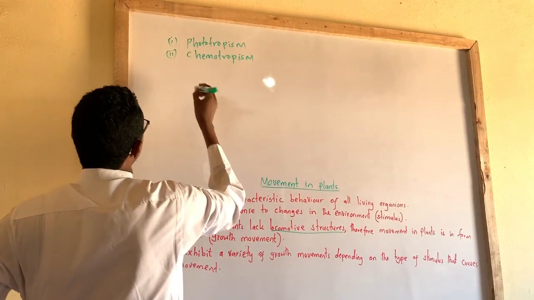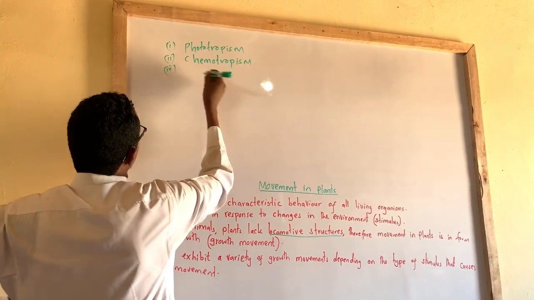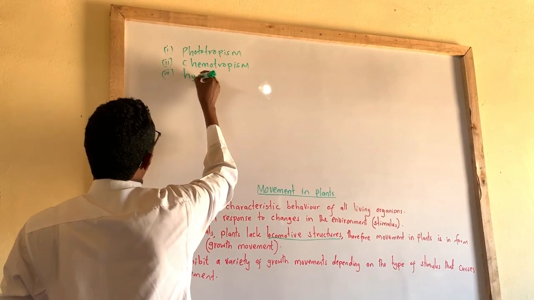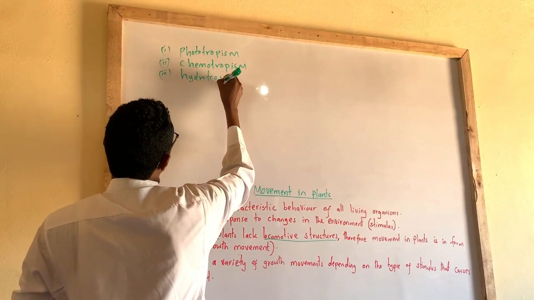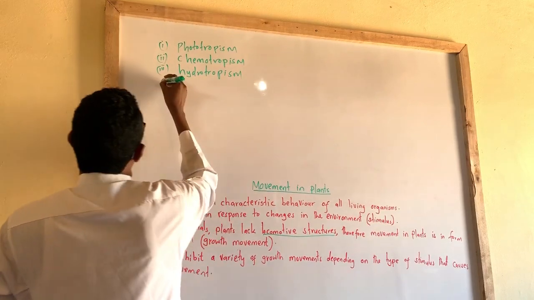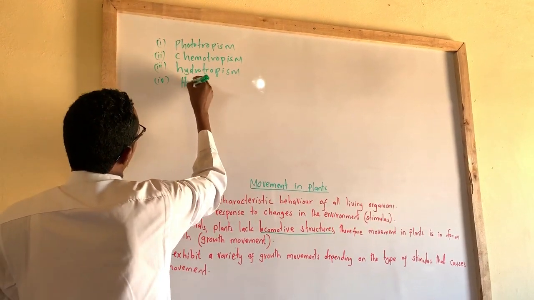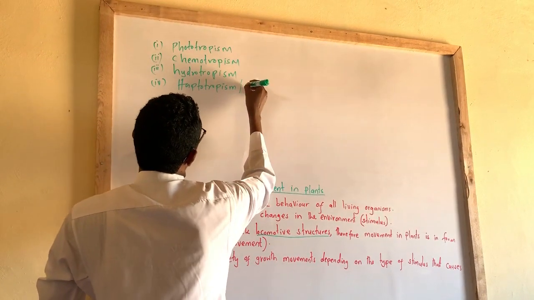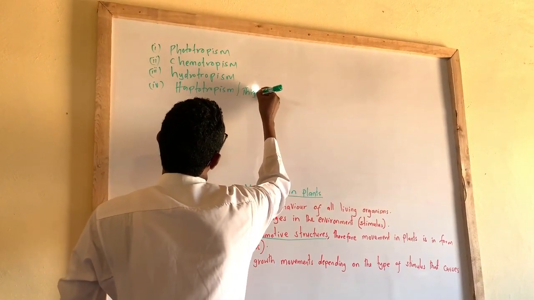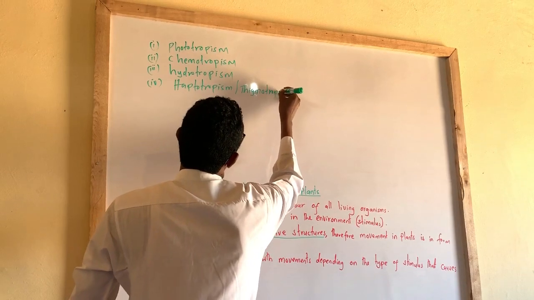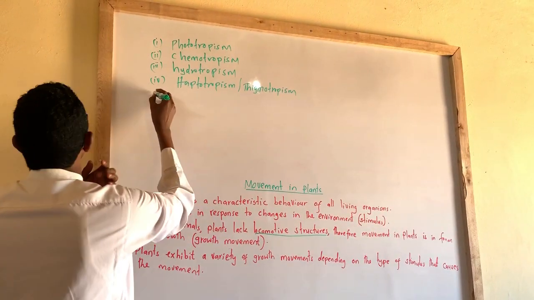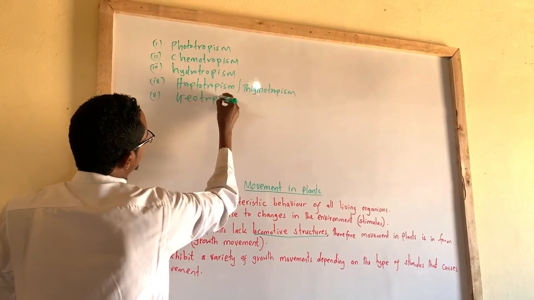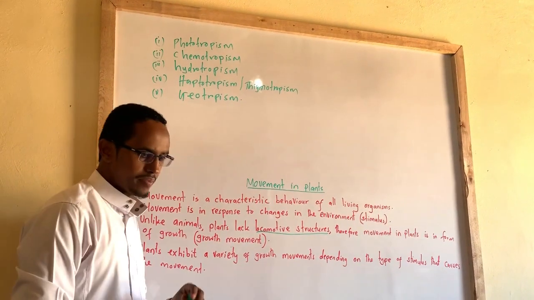Plants can have hydrotropism. They can as well have haptotropism, also called thigmotropism. And then plants can also have geotropism. Good.